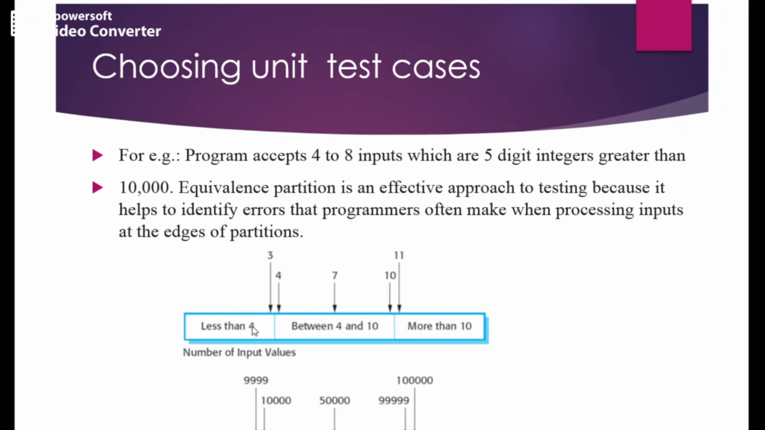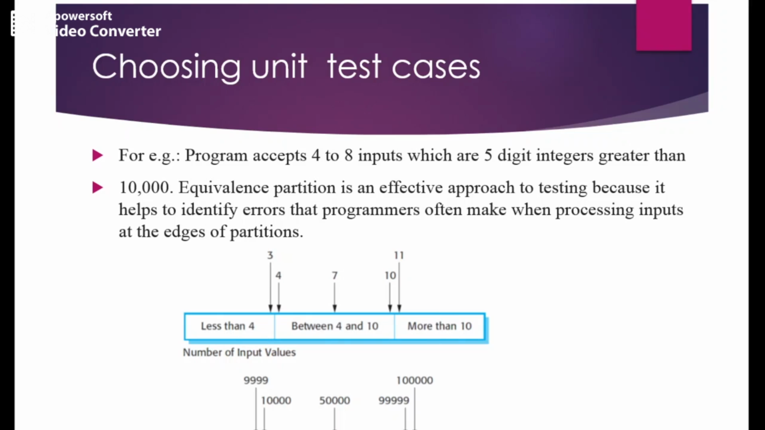So now our input values I'll categorize into 3 partitions. Look at here. First partition is less than 4. How many input values will it take? 4 to 8, no? So first category I'll take less than 4. If I give less than 4, your program should not work. So less than 4, one equivalence partition. Next, between 4 and 10, and the third partition will be more than 10.